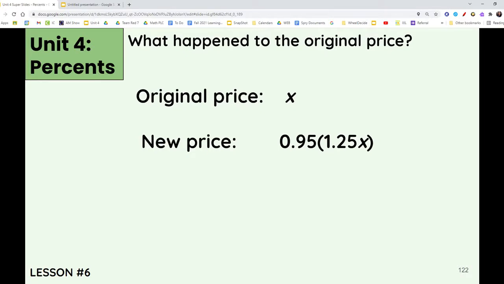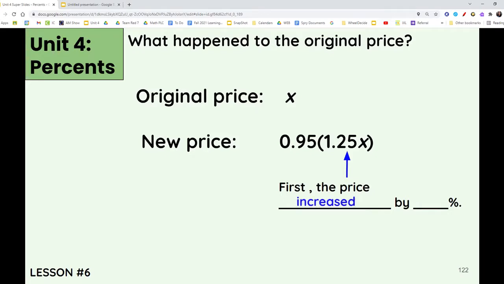What happened to the original price? Okay, imagine the original price is X, and I tell you that the new price is 0.95 times 1.25X. What happened to the original price? So first you have to start inside parentheses. If I'm multiplying X by 1.25, did the price increase or decrease? It increased. How much did it increase by? 25%.